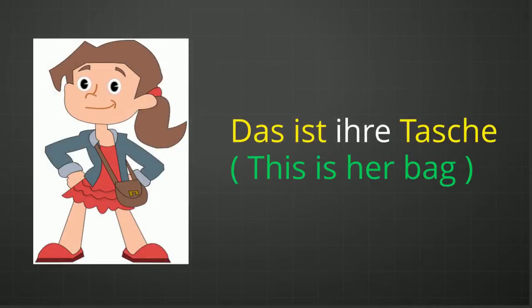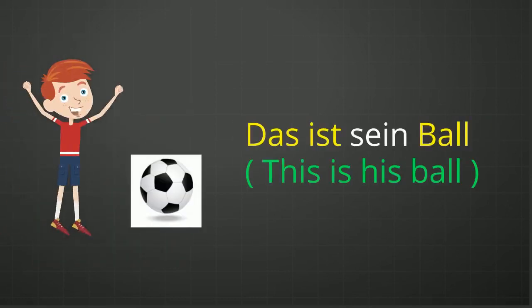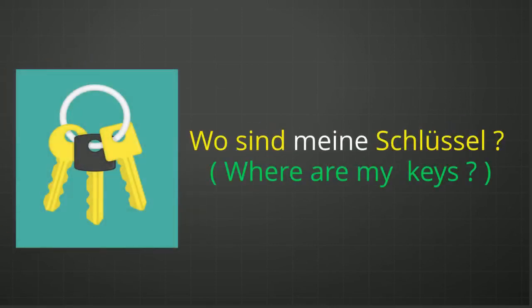Das ist ihre Tasche. Tasche is feminine noun, that is why ihre is possessive pronomen for Tasche. Das ist sein Ball. Ball is masculine noun, that is why sein is possessive pronomen for Ball. Wo sind meine Schlüssel? Schlüssel is plural noun, that is why meine is possessive pronomen for Schlüssel.